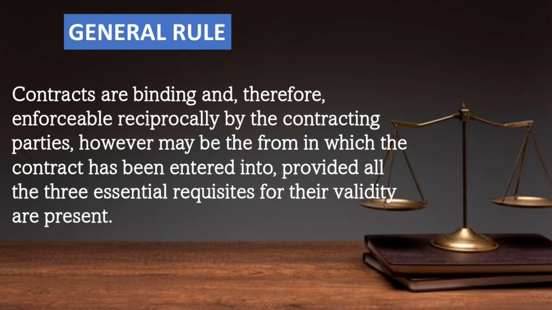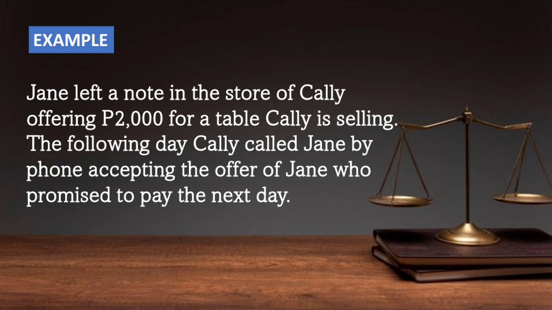The main goal of the law is to respect the stipulation of the parties and the manner in which the contract is entered into by them. In general, contracts are binding and enforceable on the parties. For example, Jane left a note in the store of Callie offering 2,000 pesos for a table Callie is selling. The following day, Callie called Jane by phone, accepting the offer, and Jane promised to pay the next day. In that case, the contract of sale is valid and binding. The note and the oral acceptance constitute a legally enforceable contract, and both Jane and Callie are fully bound.